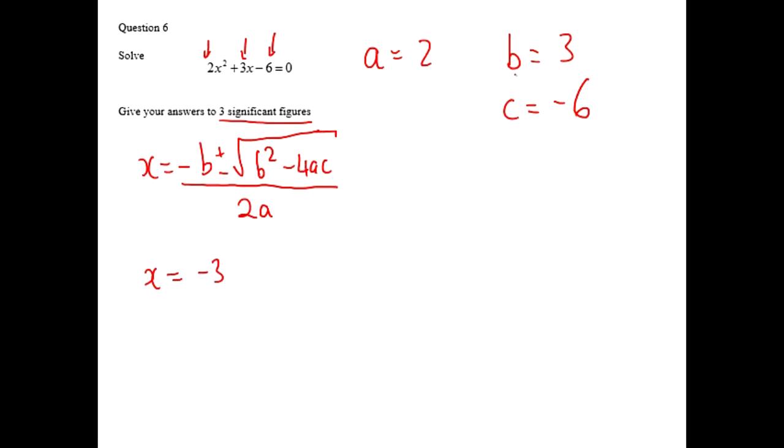You have to be really careful. Some questions, b is negative itself. So if this was a negative 3, then this would actually be a positive 3 because it flips the sign round. Plus or minus the square root of b squared, which is 3 squared.